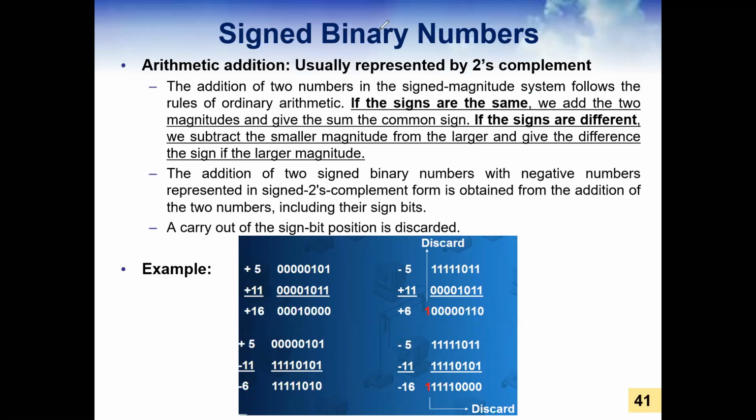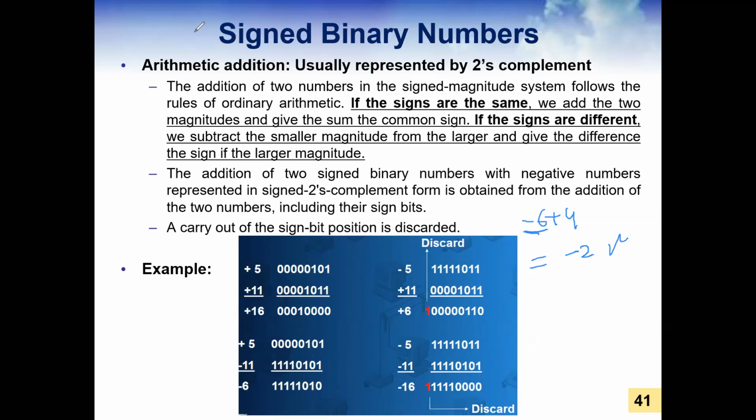So now another point is that if the signs are different, we subtract the smaller magnitude from the larger and give the difference the sign of the larger magnitude. For example, -6 plus 4. In ordinary mathematics, we see 6 and 4, so we will perform 6 minus 4. My result will be 2. Now the sign will be the sign of the larger number. And what is the larger number? 6, which is negative. That's it. This is the rule basically. Okay, all right, you got this point.